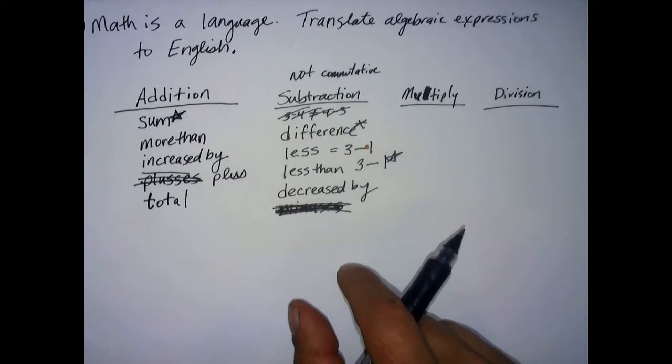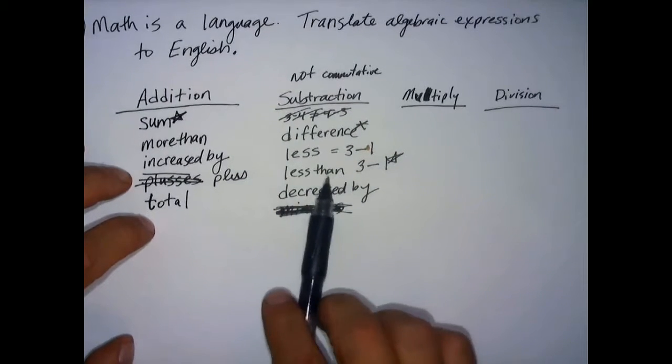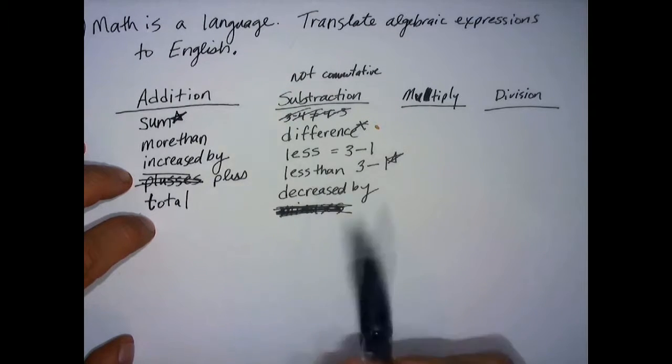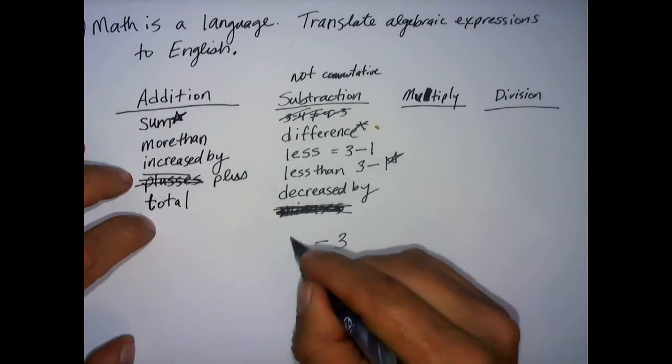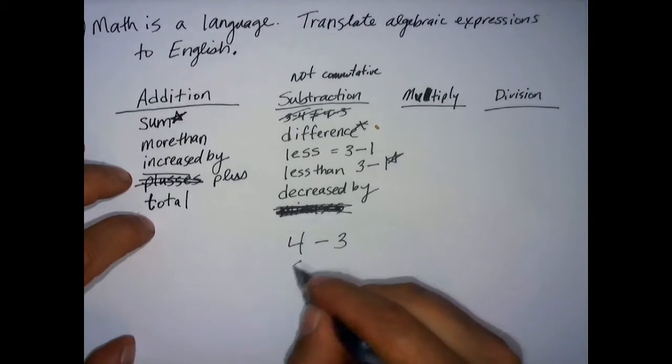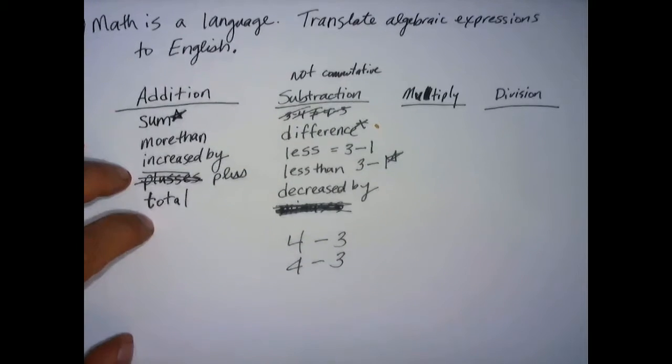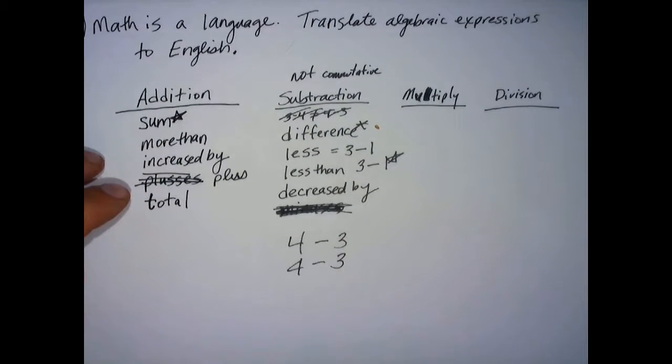Okay, so the only one we need to worry about is than. That changes the order. Okay. 3 less than 4 is 1, not negative 1. 3 less than 4 is 4 less 3. Okay? Got it. All right.